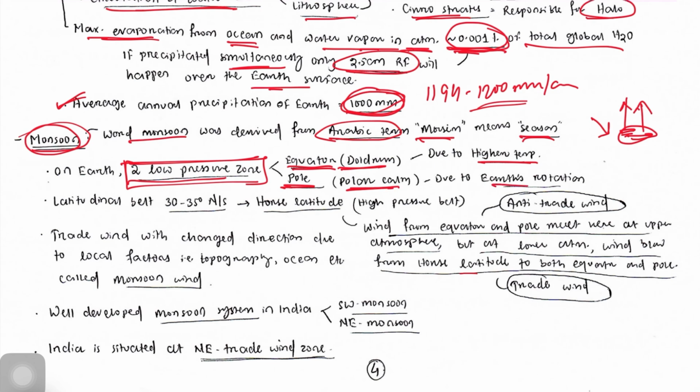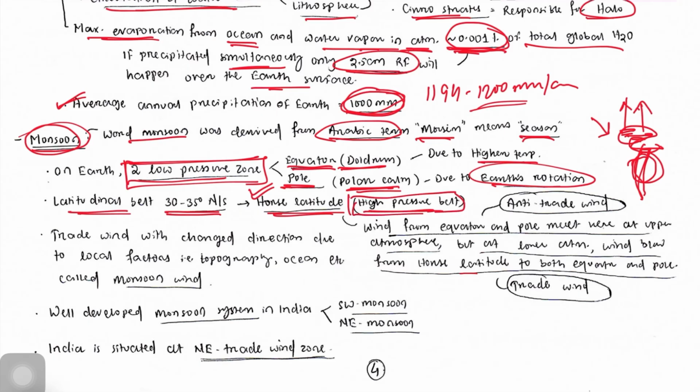calm, due to earth's rotation. So earth rotates around its own axis, and when earth rotates, wind blows from the pole. So that's why there is low pressure at the pole. Then the latitudinal belt from 30 to 35 degrees in north as well as south is called horse latitude. This is important from your exam point of view. Horse latitude has high pressure.